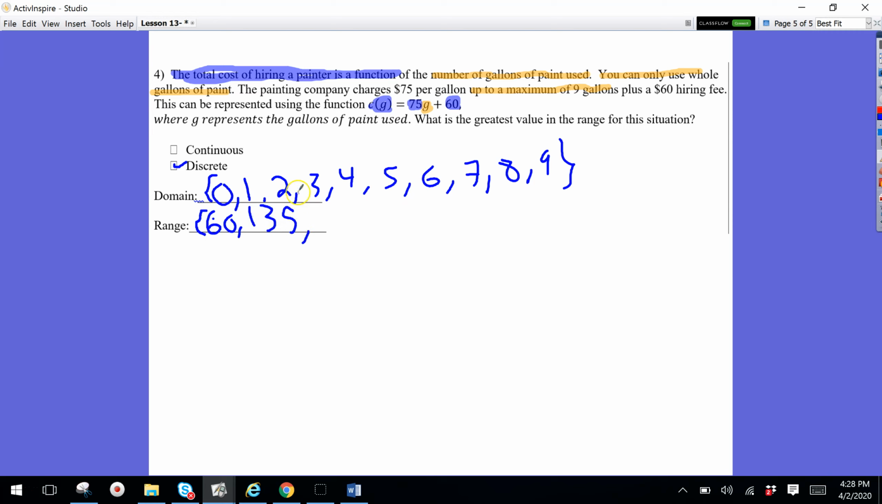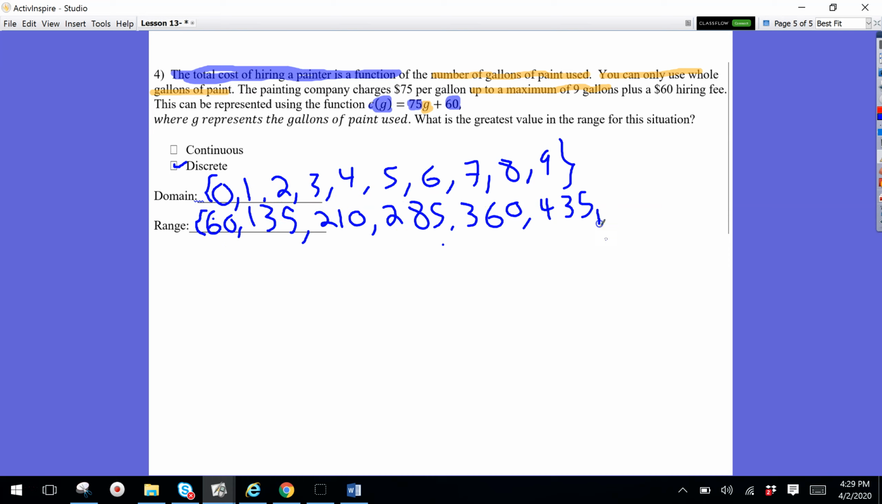If you use 2 gallons, then that's another $75, so it's $210. And then for 3 gallons, that's another $75, so it's $285. And then another $75 if it's 4, so $360. And if you guys kind of notice a pattern going on here, the 60 starting to repeat. And then it's going to be another $75, so $435 for 5 gallons. So right now we have 0, 1, 2, 3, 4, and 5.